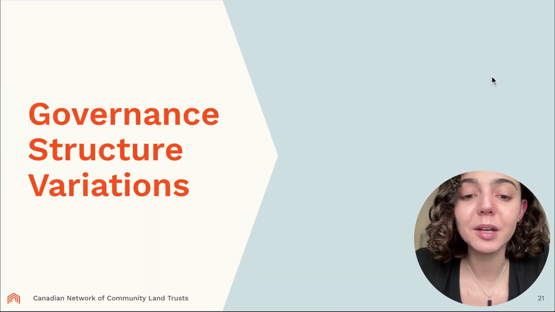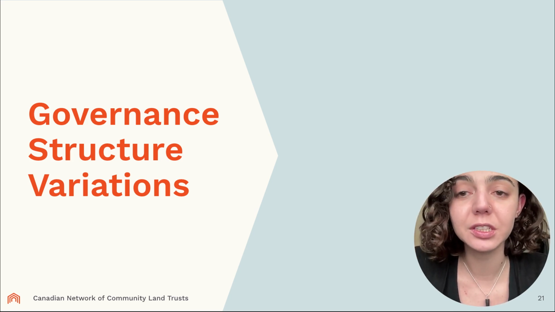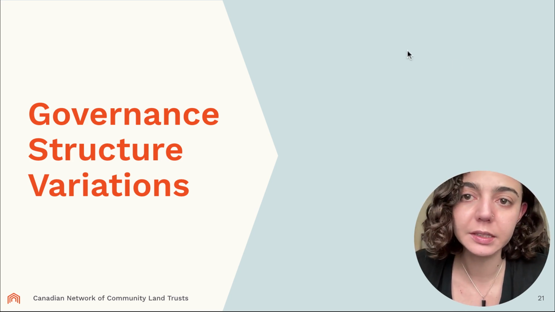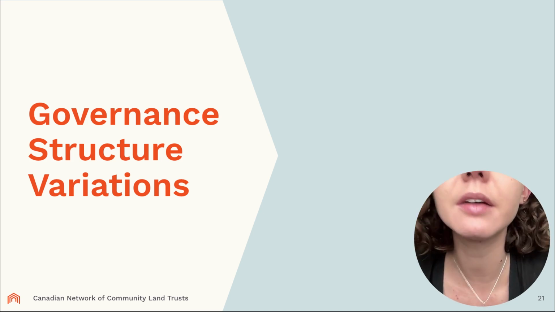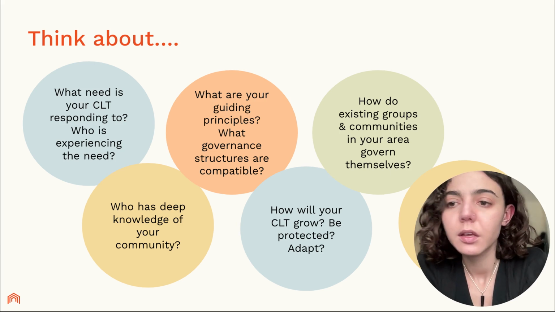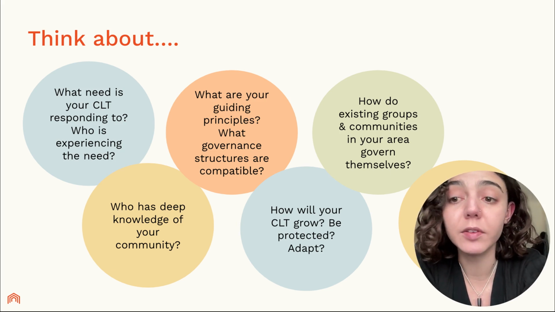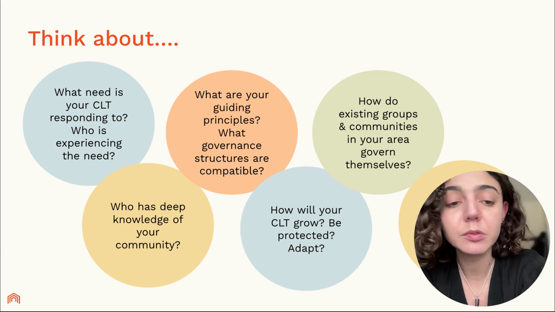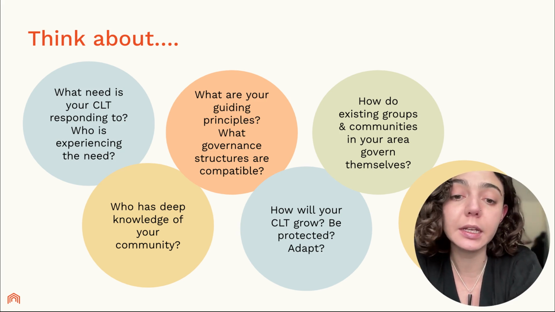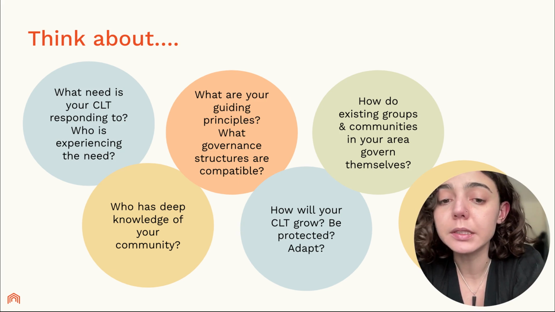So that is a bit about the classic tripartite governance model, but I'm going to get into some variations on how your CLT might be able to structure its governance to reflect and respond to the needs of your particular community. So these are some questions to help you decide on what basis you should be making governance decisions. Those questions include, what need is your CLT responding to and who's experiencing that need? Who has deep knowledge of your community? What are your guiding principles?